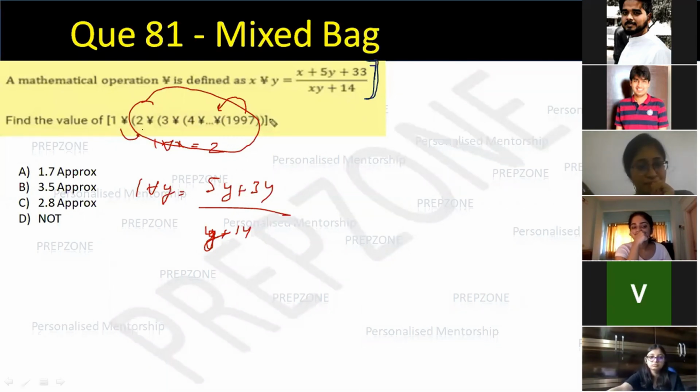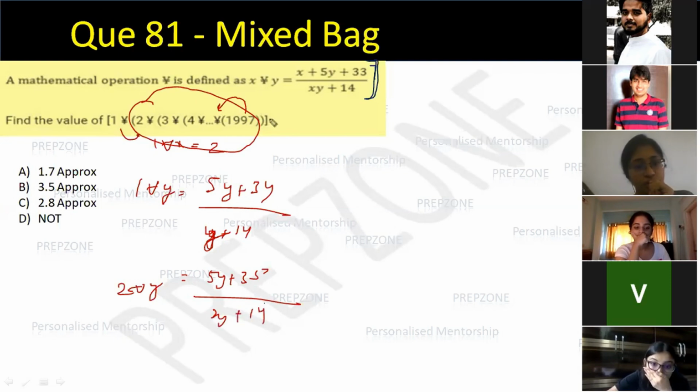I have bad luck. So now I'll have to start with say 2 gamma something, 2 gamma y. Maybe if the inner thing also gets solved, then I just have to perform an operation once, right? Then I'll try to solve for 2 gamma y. What will come? 5y plus 35 upon 2y plus 14. Is it a constant?